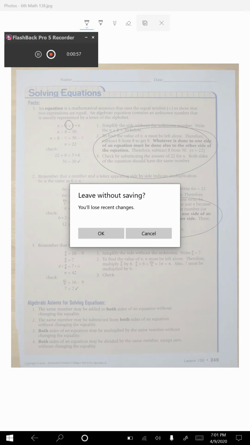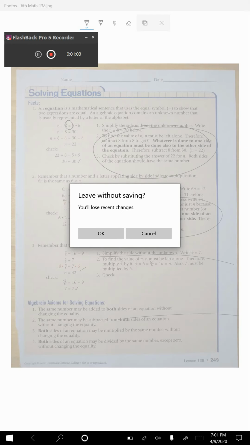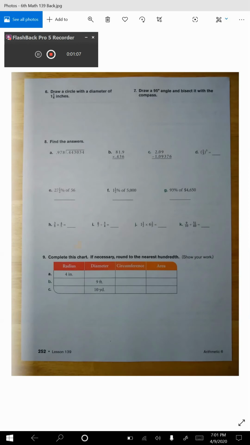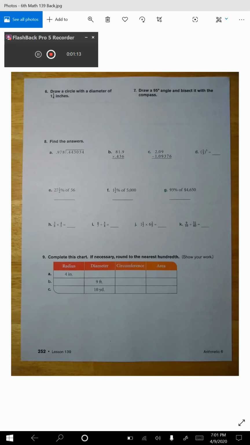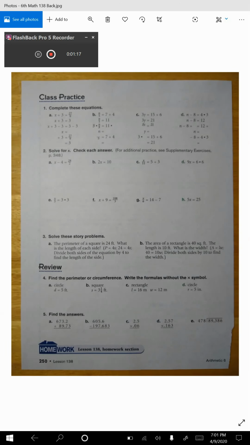All right, so we're going to flip right to the next page. Right direction. Here we go. All right. Get back. No, no, no, no. That's not going to work. Here we go.